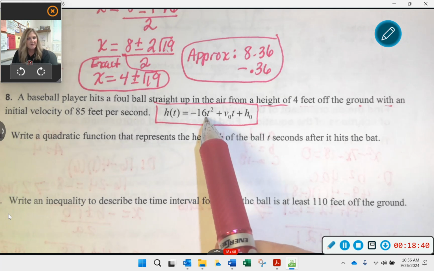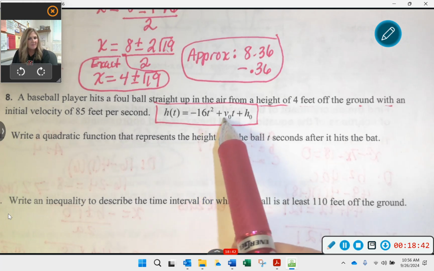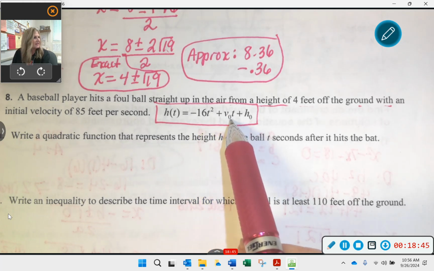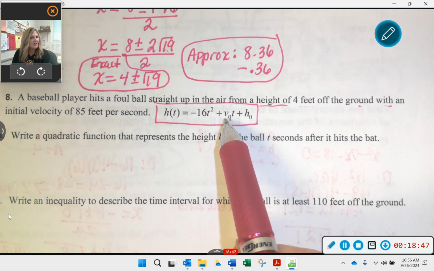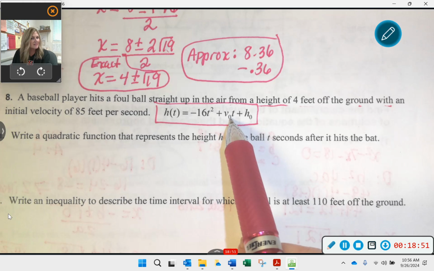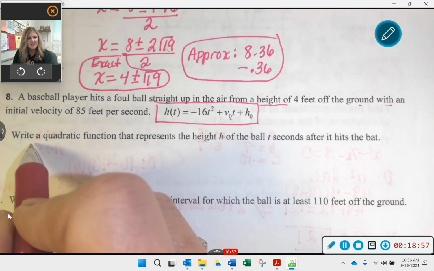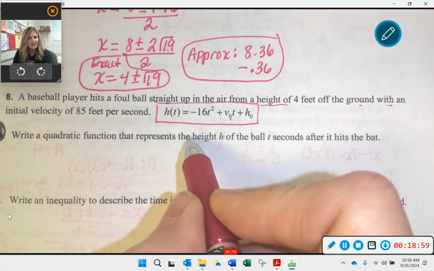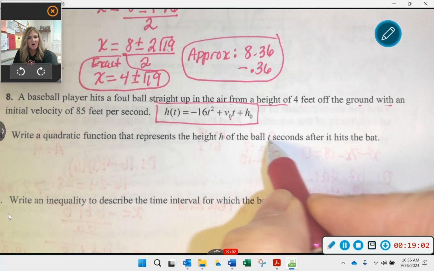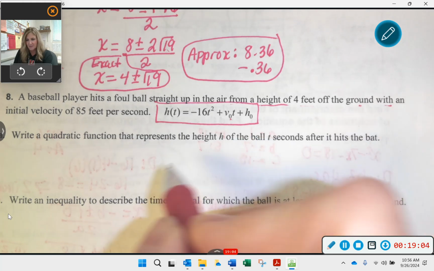Negative 16 never changes. T is our time. What do you think V sub O stands for? Velocity at time 0. So this is our starting velocity. There's time again. So what do you think this is? Our starting height. So all it says is write the quadratic function that represents the height of the ball t seconds after it hits the bat.